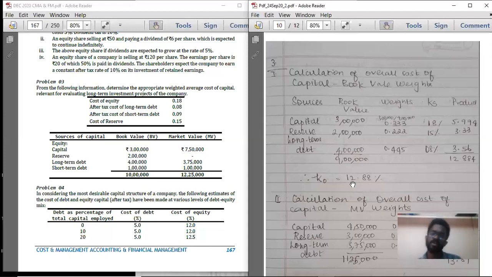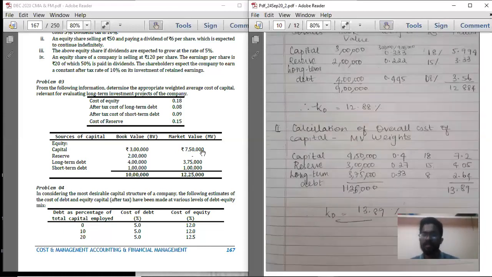12.88%, which is nothing but cost of overall capital. So this is using book value weights. Now they have given market value weights also. Using those market value weights, repeat the same procedure.